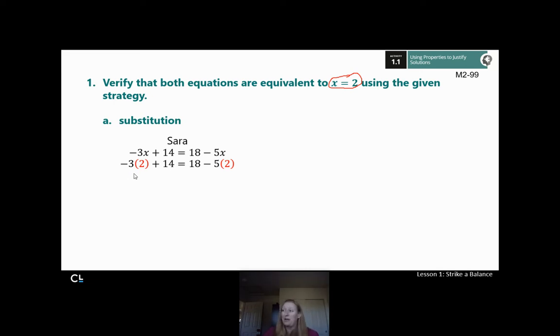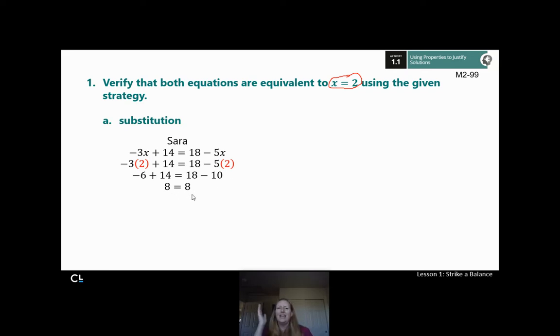And then I started to clean up a little bit. I know negative 3 times 2 is a negative 6. I know negative 5 times 2 is a negative 10. So negative 6 plus 14 equals 18 minus 10. The 14 and 18 haven't changed yet. And of course, we can take this further. Negative 6 plus 14, you're welcome to use a calculator if you need to. Totally fine. Negative 6 plus 14 gives me 8, and 18 minus 10 gives me 8.